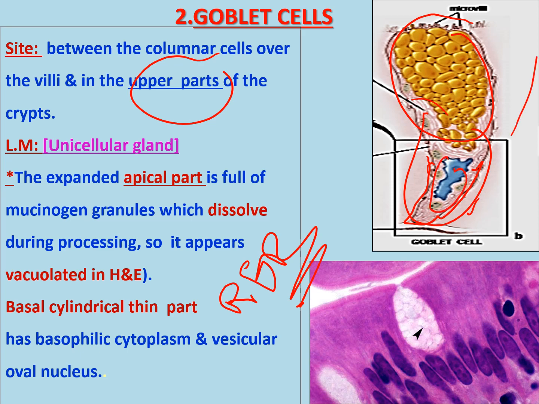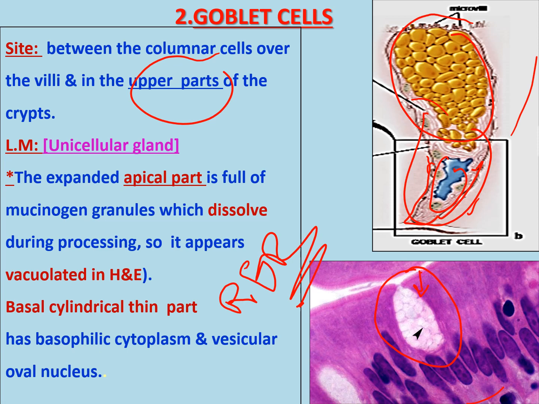Okay, what about staining by hematoxylin and eosin? It is simple columnar epithelium with an expanded apical part. Can you see the apical part here? It appears vacuolated. Why is it vacuolated? Because during the preparation of the hematoxylin and eosin slide, the mucinogen is dissolved. This dissolved mucinogen appears in the slide as if it has been vacuolated.